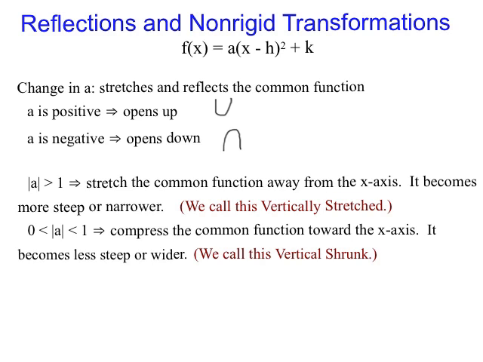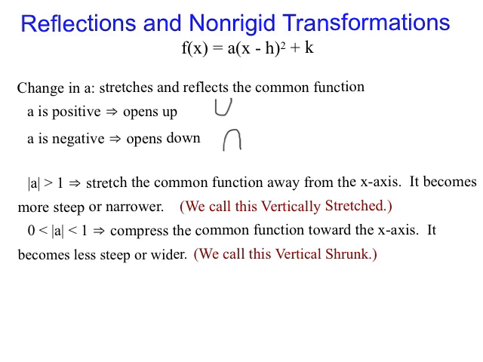Now let's take a look at some non-rigid transformations. The bigger this a value becomes, the more vertically stretched it becomes. And the closer that a value gets to 0, for example, between 0 and 1, the more vertically shrunk it becomes. Now, what does that mean? Well, let me show you an example here.